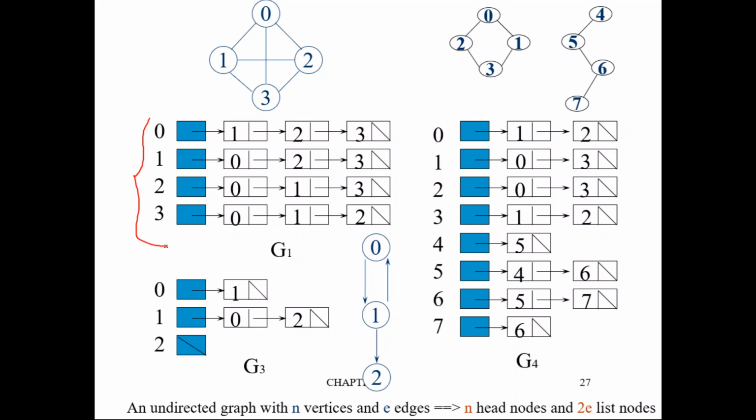But here the thing is, when you found an edge from 0 to 1, you need not check for 1 to 0. You need not count this, because 0 to 1 means 1 to 0 also you can take for granted, because it is an undirected graph. Similarly, when you found 0 to 2, you need not check for 2 to 0, so this will be struck off. When you checked 0 to 3, you need not check for 3 to 0.